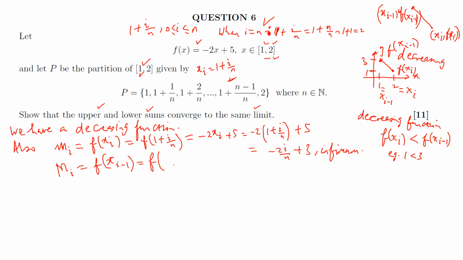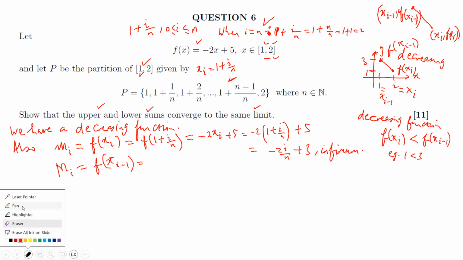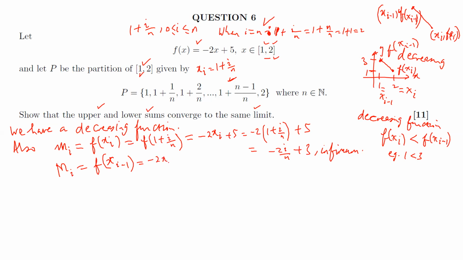Okay, so continue. And then this one is that. I want to write a civilized equation here. The equation would be the function, minus 2x plus 5, to be integrated. So we will have here minus 2x_{i-1} plus 5. What is x_{i-1}?